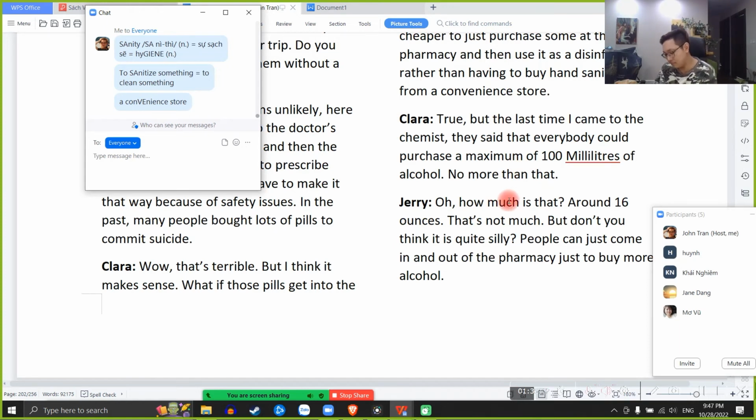Oh, how much is that? Around 16 ounces. That's not much. But don't you think it's quite silly? Nhấn âm cuối câu em. Don't you think it's quite silly? People can just come in and out of the pharmacy just to buy more alcohol.